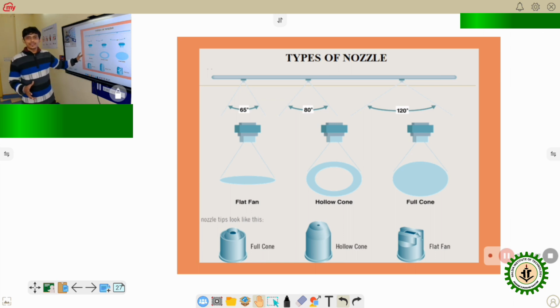So this is a very important picture for understanding how the nozzle influences the spraying operations.